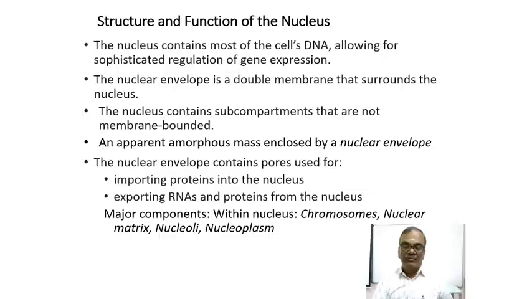The nucleus contains most of the cell's DNA. So they are regulating the gene expression, and inheritance of the various information from one generation to another generation is also possible with the help of the genetic material which is present in the nucleus. So the DNA and RNA are present in the nucleus, whereas the protein is made in ribosomes. The sophisticated regulation of gene expression and passing on the information from one generation to another are mostly done by the components of the nucleus.